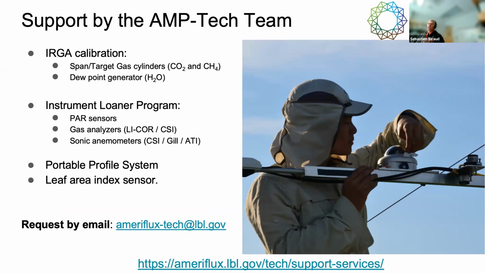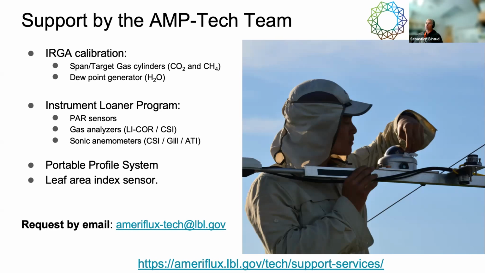First, we help people calibrate their gas analyzer. The way we do this is we provide secondary standards for CO2 and methane for all registered AmeriFlux sites. Those are high accuracy methane and CO2 standards that are linked to the World Meteorological Organization scales, so you can calibrate your gas analyzer for CO2 and methane. We also recently acquired a dew point generator that is commonly used to calibrate the water channel of gas analyzers. You can request those using the magic email address that I just mentioned.